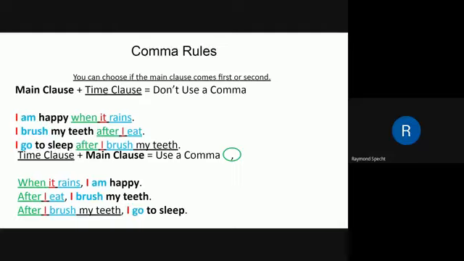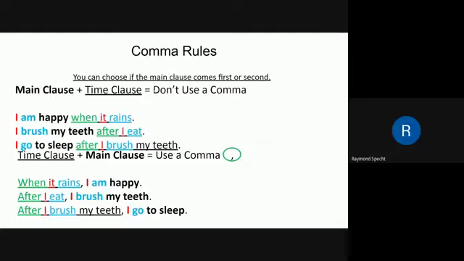All right, let's go over the comma rules. You can choose if the main clause comes first or second. So what is this telling us? When you're writing your sentence, you don't always have to have the main or independent clause first. You can put the dependent or time clause first if you want. But the key is where and when do you use the comma? Main clause plus time clause equals don't use the comma. So if you're going with the main clause first, you do not need the comma.